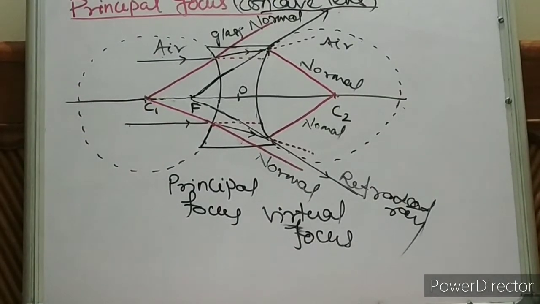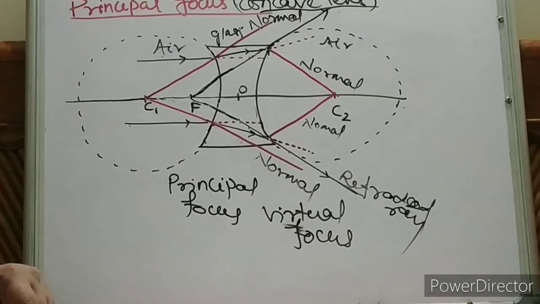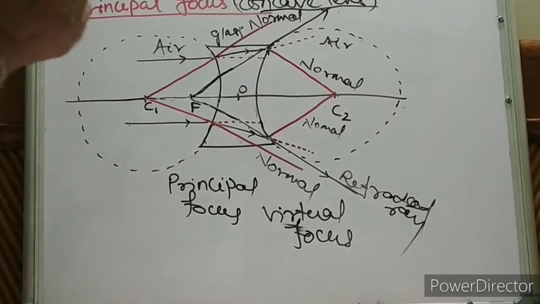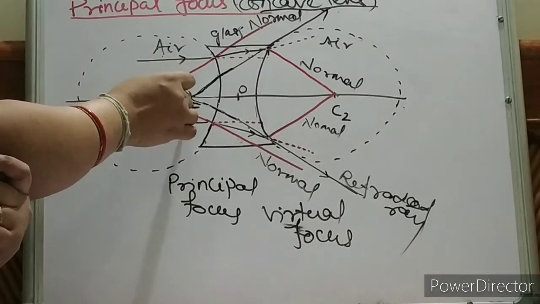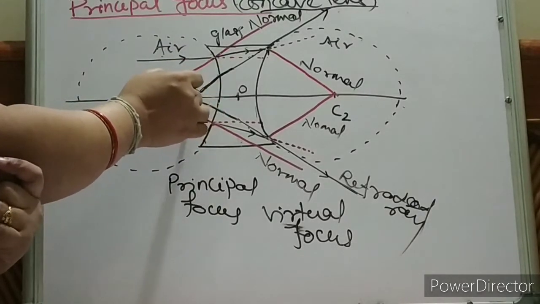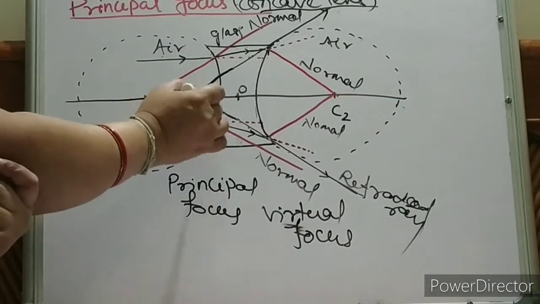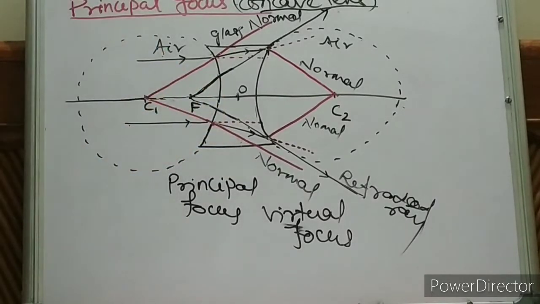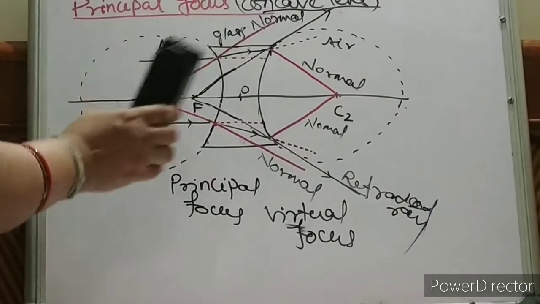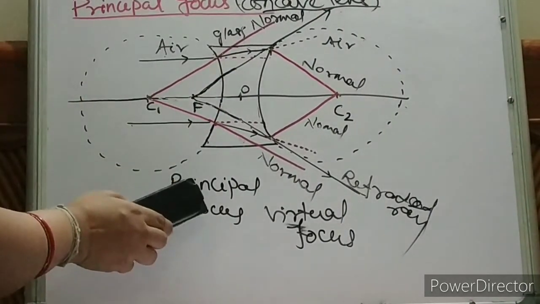Okay? Now what is focal length? Tell me children, what is focal length? Focal length is nothing but the distance between the optical center and the focus. So this is your focal length. Clear? Okay. Let me draw the other way around. Hope you have understood this.